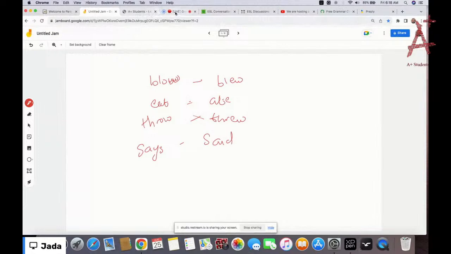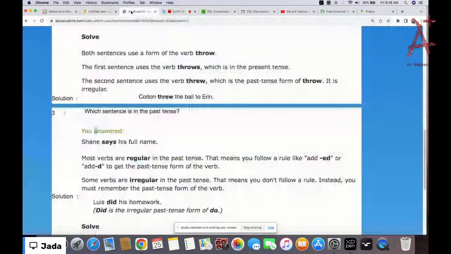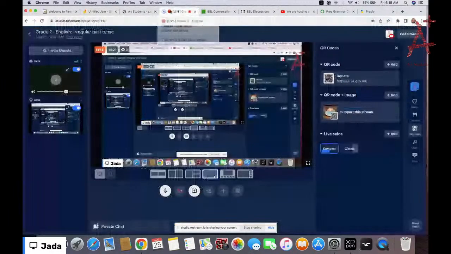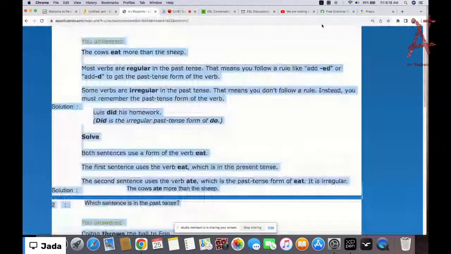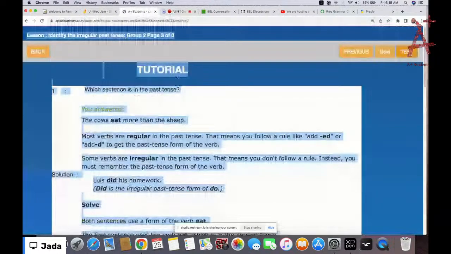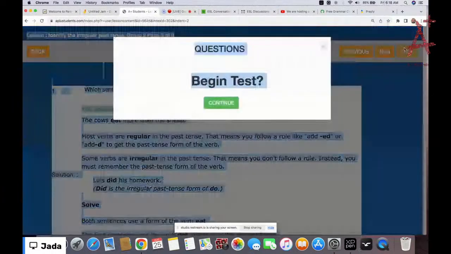Now we'll move on to the test now, because you see, it's just the same thing from the first. So you just need to be able to identify it so that you can remember them in the future.